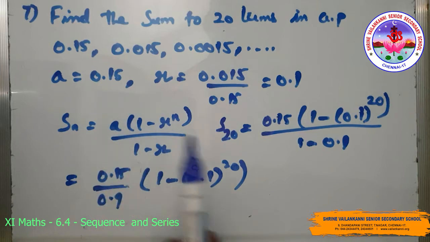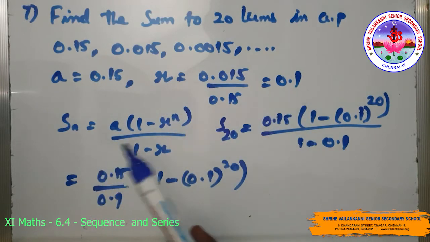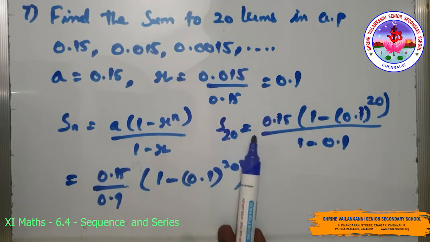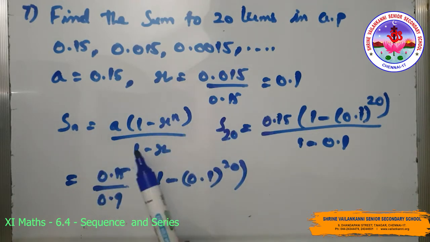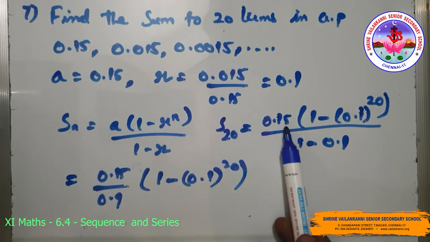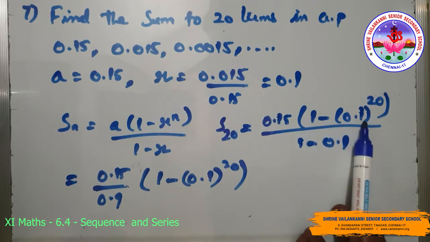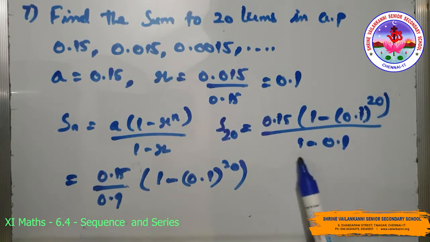Here A is 0.15, R is 0.1 and N is 20. You have to substitute the value of A, R and N in the Sn formula. Then S20 is equal to 0.15 into (1 minus 0.1)^20 divided by (1 minus 0.1). So 0.15 divided by (1 minus 0.1) is 0.15 by 0.9.